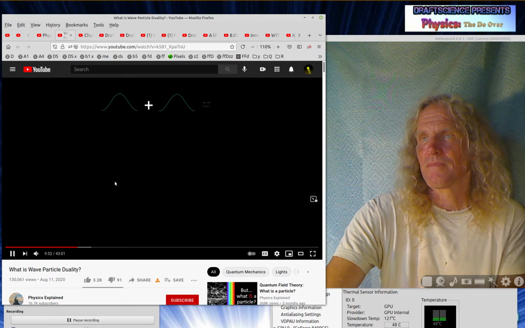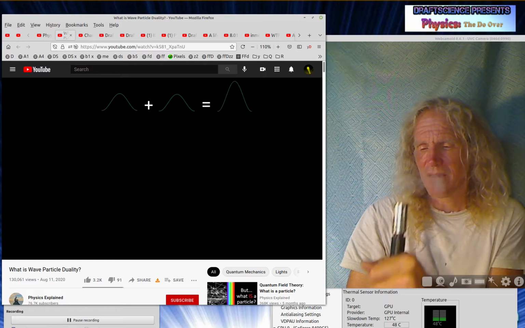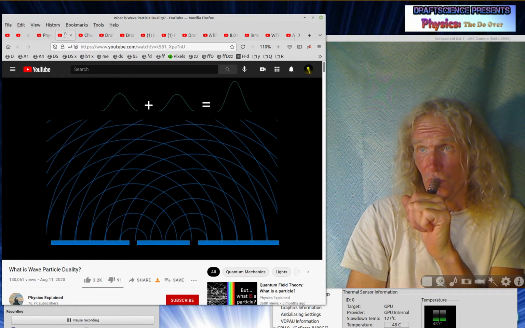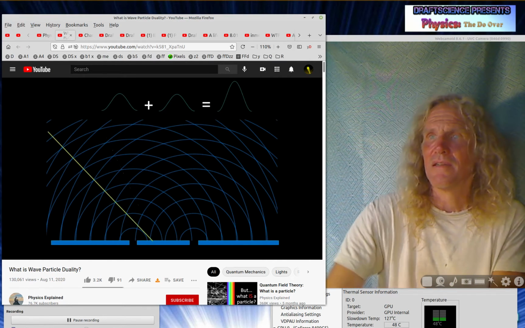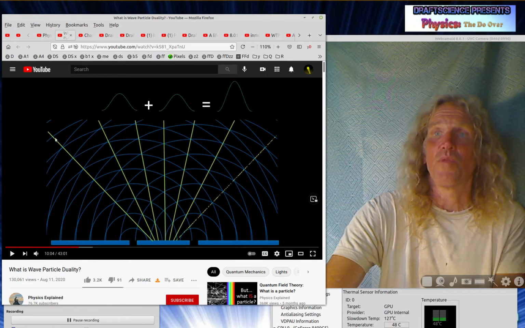Forcing one another to produce a large amplitude peak, corresponding to a bright fringe. We see from the diagram that this will occur along each of the following lines. So he's just saying, where are they in phase?